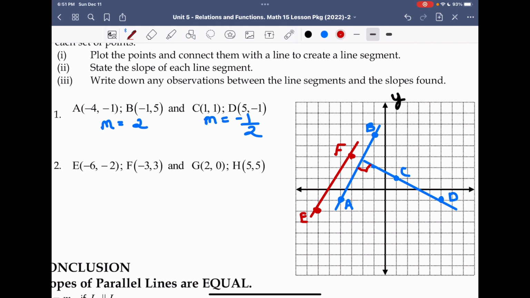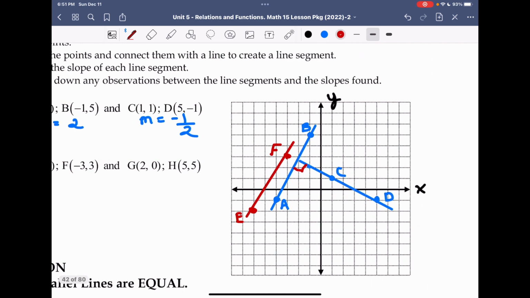Okay, now we're going to plot G and H. G starts at 2 and 0, which is here.